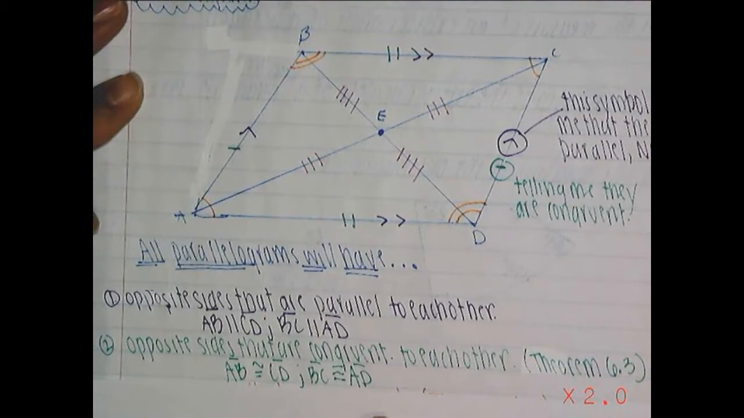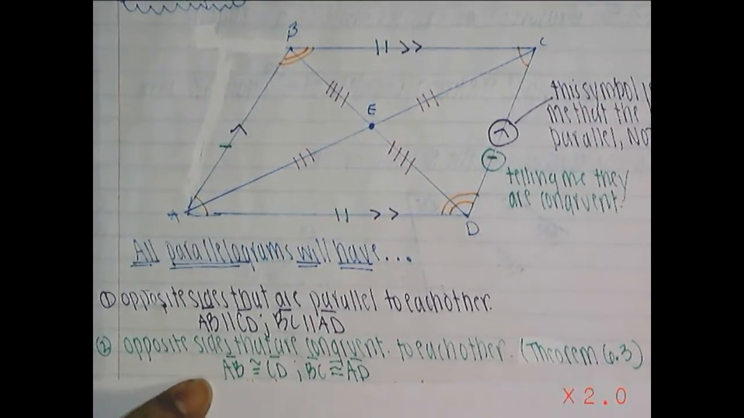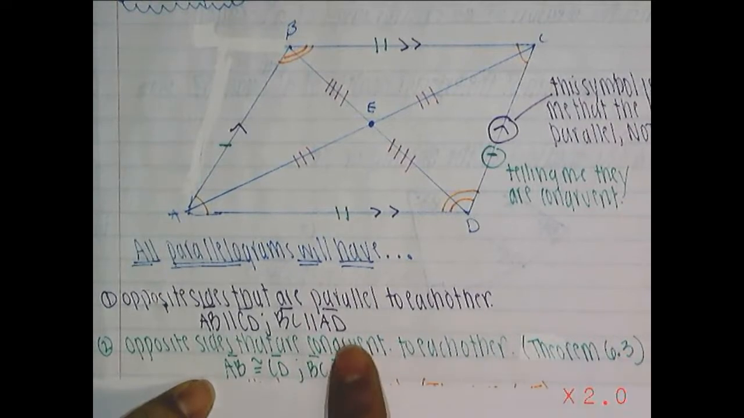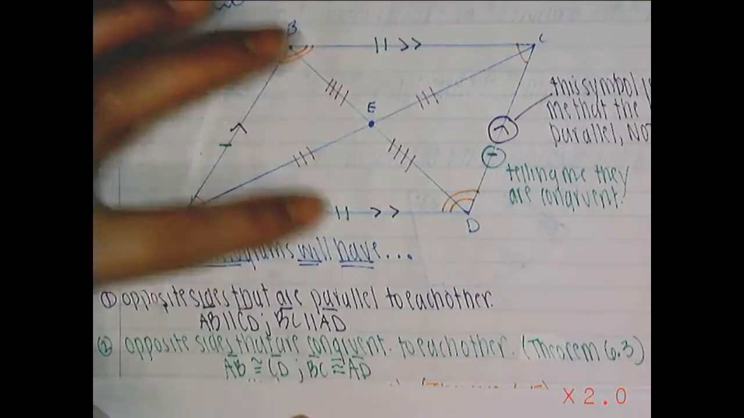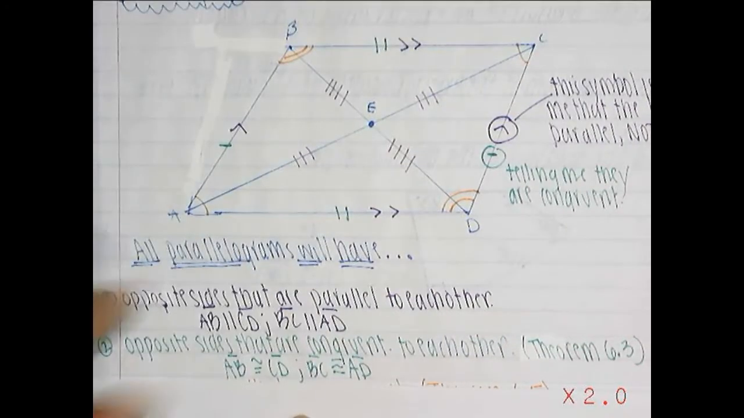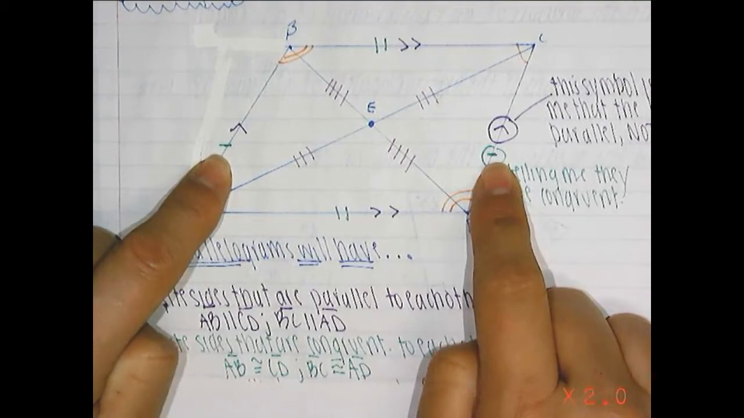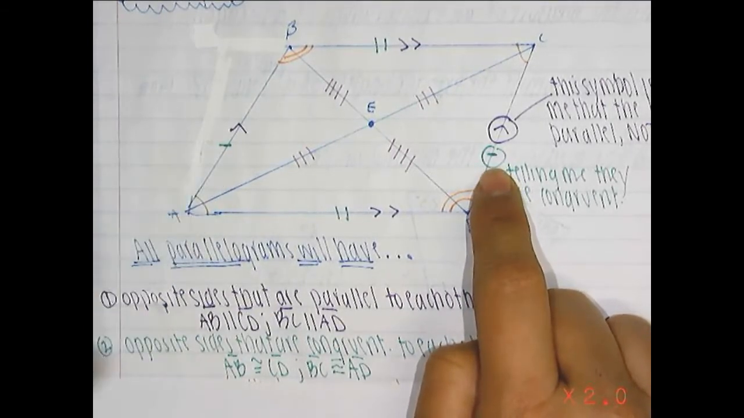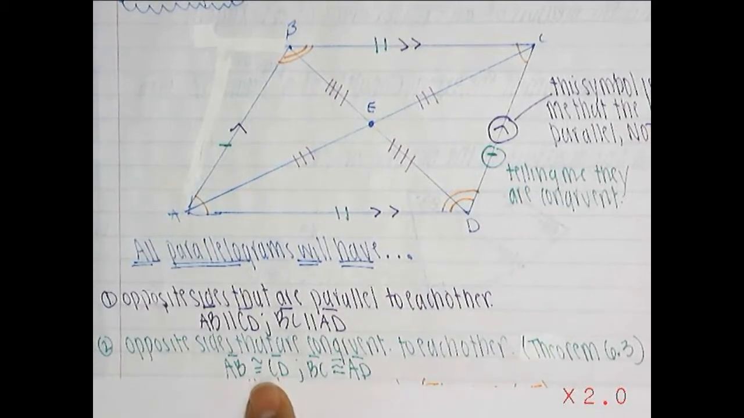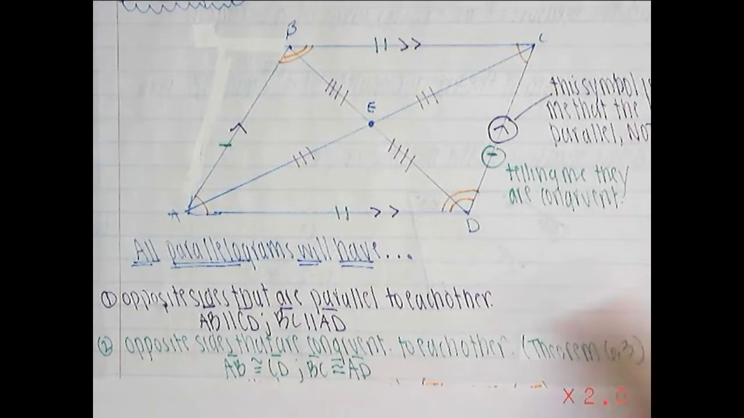All right, and then it's going to have opposite sides that are congruent to each other. And that's theorem 6.3, but you just need to know that their opposite sides are congruent to each other. So not only are AB parallel, but they're also congruent to each other. And you'll notice that these little green dashes indicate that with one mark, they are congruent to anything else with one mark. So AB is congruent to CD, as well as BC is congruent to AD. All right, and that's everything in green.